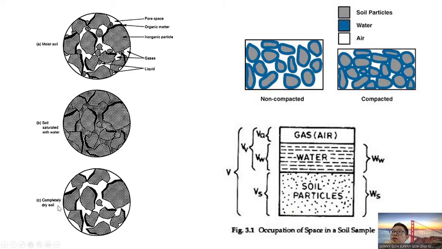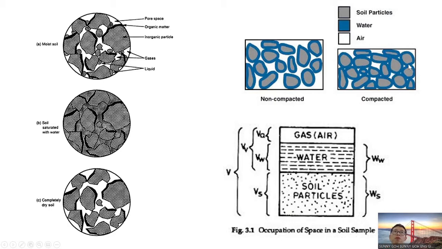All right, and if you look at figure C, this is a completely dry soil. In a completely dry soil, we only have organic and inorganic particles, but the spaces between the organic and inorganic particles are completely dry, so we only have pore space and organic and inorganic particles. So in this case, we have no liquid but only gases. All right, in picture C.